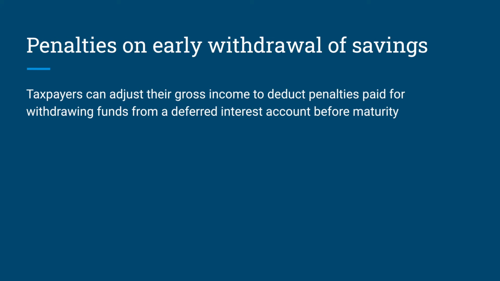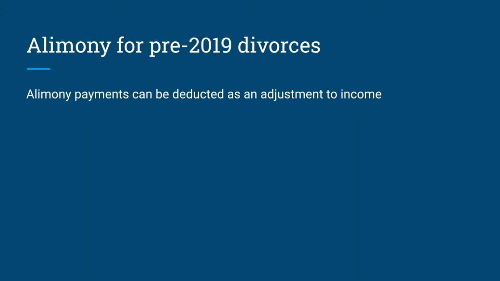So another one here is the penalties on early withdrawal of savings. Taxpayers can adjust their gross income to deduct penalties paid for withdrawing funds from a deferred interest account before maturity. This is an important one to look out for, and again, one that you need to know conceptually and understand how to enter it into TaxSlayer, but it won't involve any super complex computations for you.